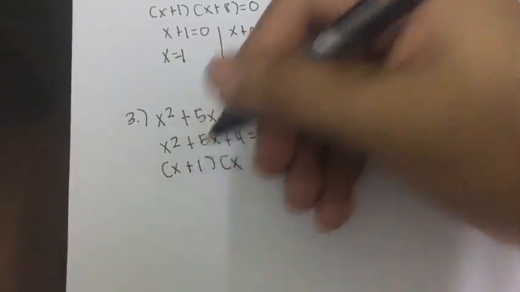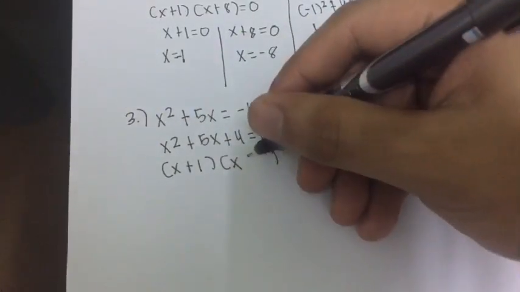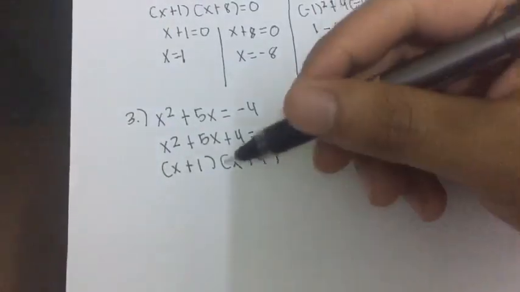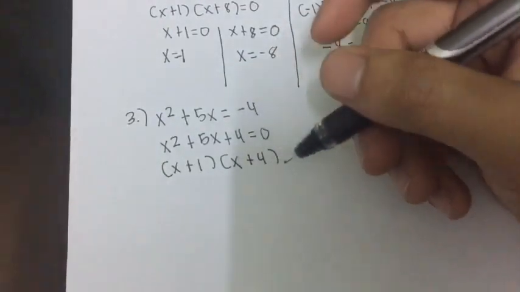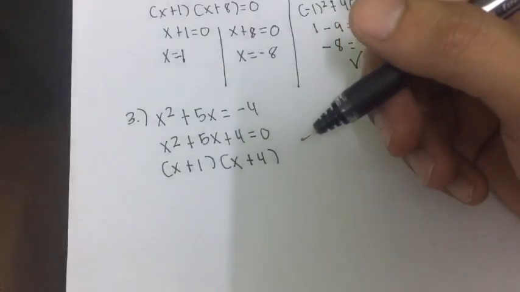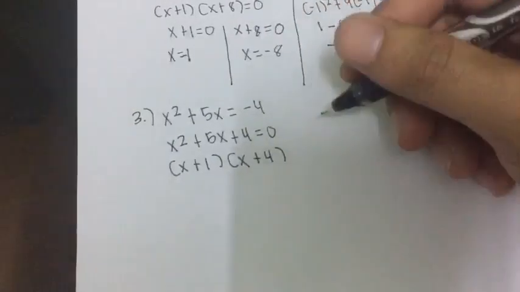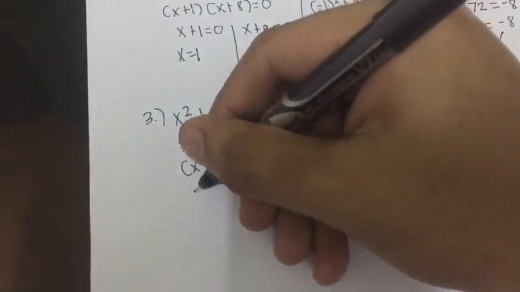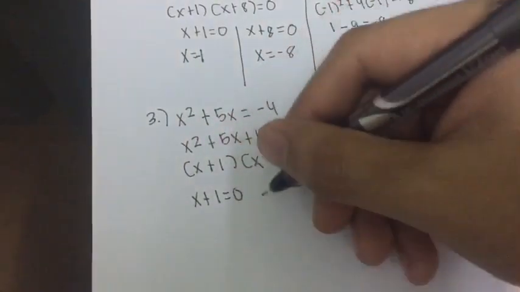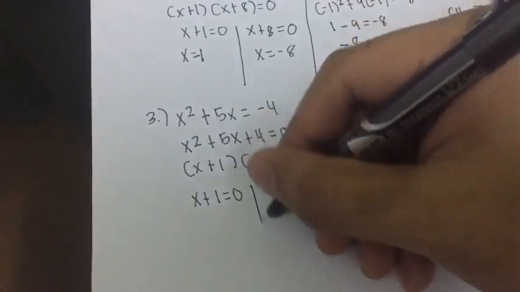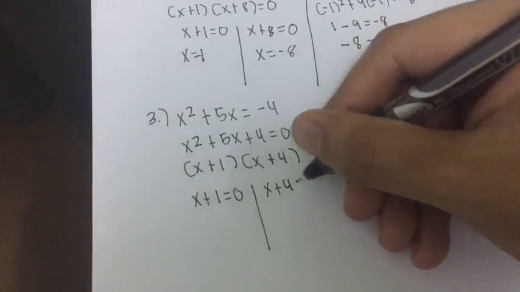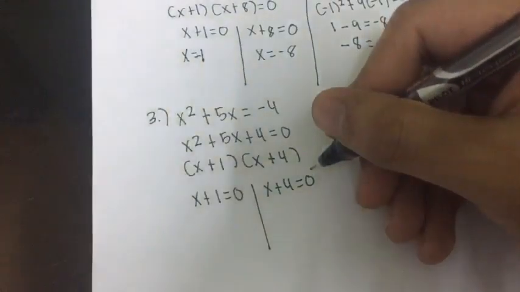Just put 1 and 4. Now we apply the zero product property by equating the two factors to 0. x plus 1 equals 0. The other side is x plus 4 is equal to 0.